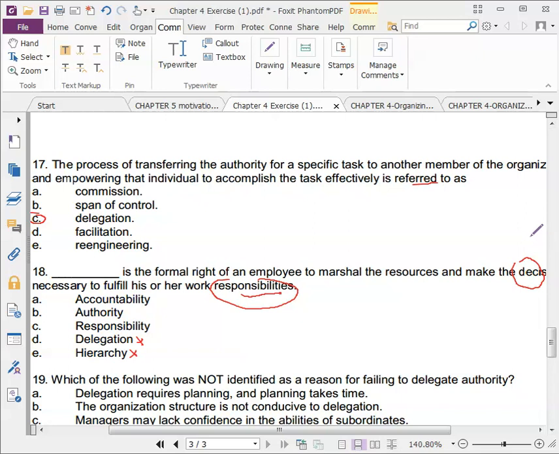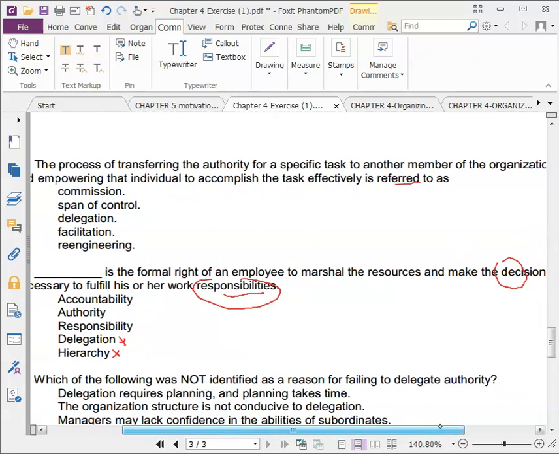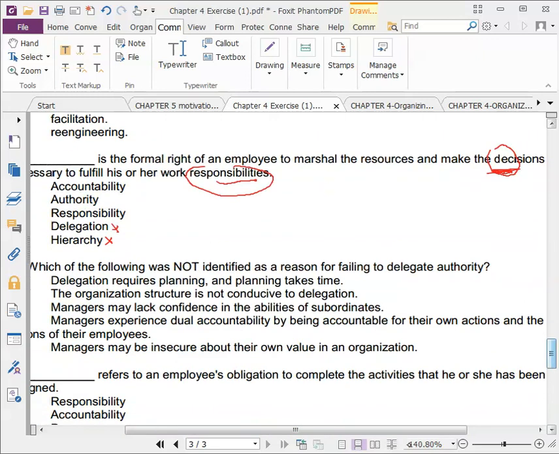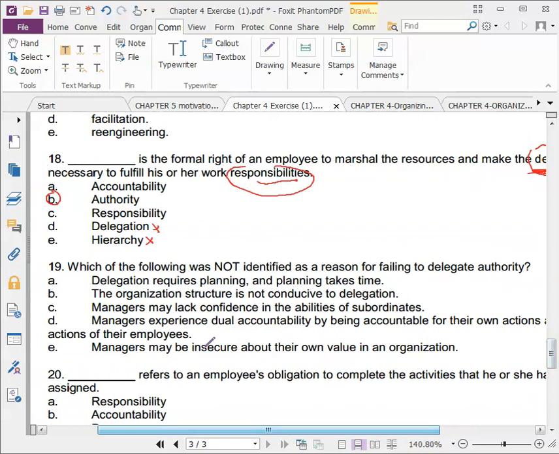Okay, B? B. Okay, B, authority. That is correct. If we look at the decision, making a decision, that is an authority. You have the power to do the decision making. Okay, that is authority.